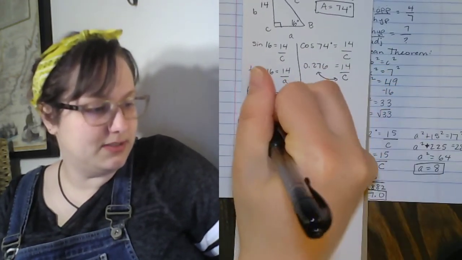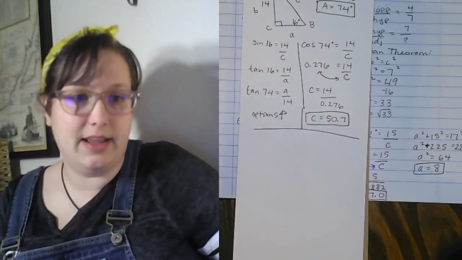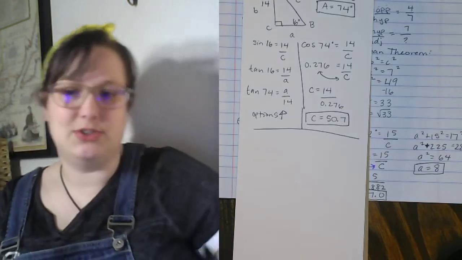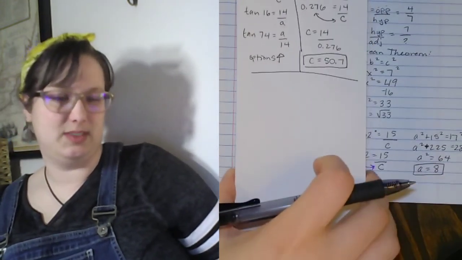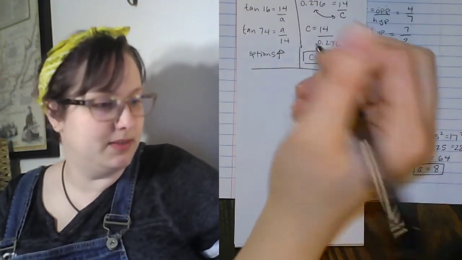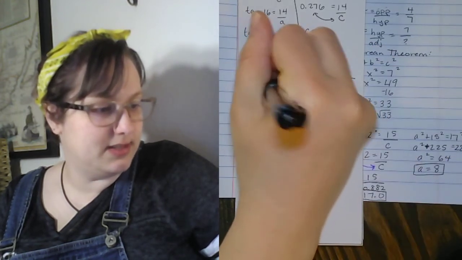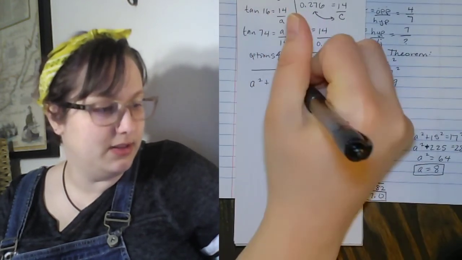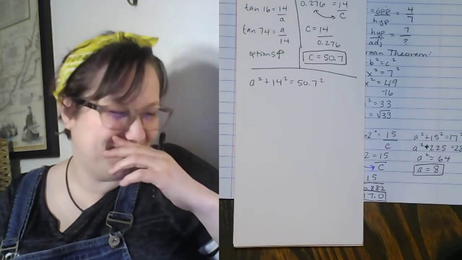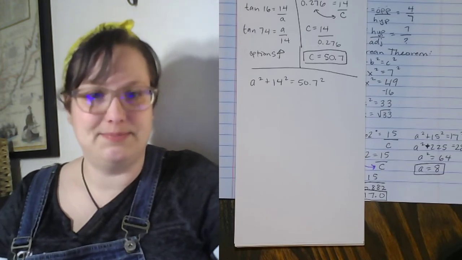Those are my options. You could have done any of those, and if you were finding c, you should get the same. If you're finding a, we'll have to see what you should get when you find a. We'll compare notes. And then I use my Pythagorean theorem, because a squared plus 14 squared is going to equal 50.7 squared. That feels really big. Oh, it is, because it's 16 degrees. We're fine. My triangle's just super skinny.